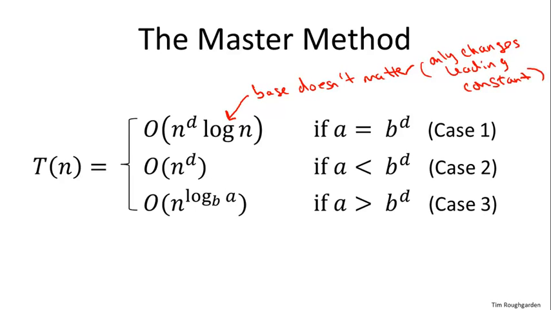On the other hand, in case 3, where we have a logarithm in the exponent, once it's in the exponent, we definitely care about that constant. Constants are the difference between, say, linear time and quadratic time. So we need to keep careful track of the logarithm base in the exponent in case 3, and that base is precisely b, the factor by which the input shrinks with each recursive call.